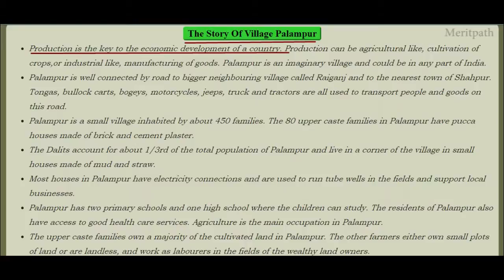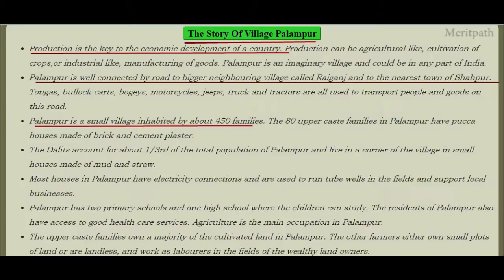Palampur is an imaginary village and it could be in any part of India. Palampur is well connected by road to bigger neighboring villages known as Raiganj and also to the nearest town of Shapur. Tongas, bullock carts, bogies, motorcycles, jeeps, trucks, tractors, all these are used to transport people and goods on this road. Palampur is also a small village which is inhabited by 450 families.